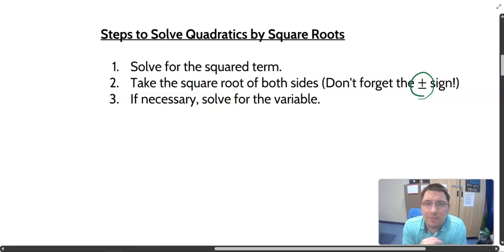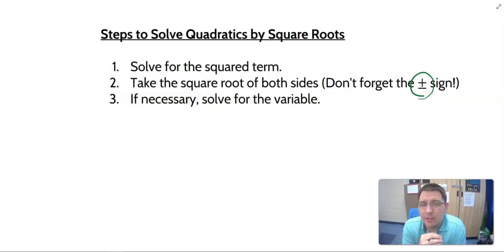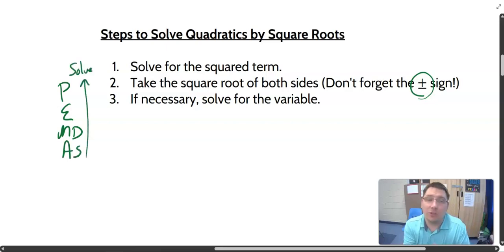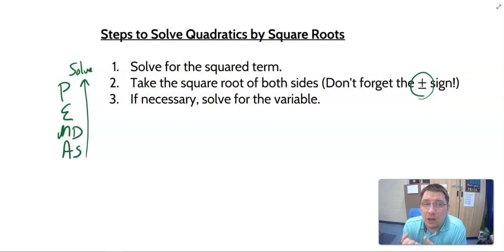And then step 3, if necessary, if there was something else still there after we took the square root of both sides, and it's not just the variable, we need to solve for the variable. And so when we think about our order of operations and we think about PEMDAS, remember that we work backwards when the direction is to solve. So we'll get rid of any addition or subtraction first, then multiplication and division, and then we're getting rid of that square, that is the exponent.